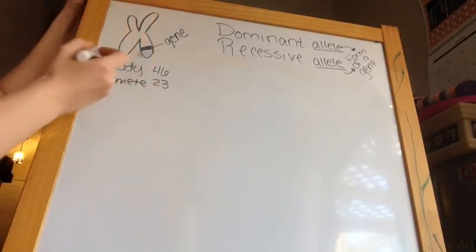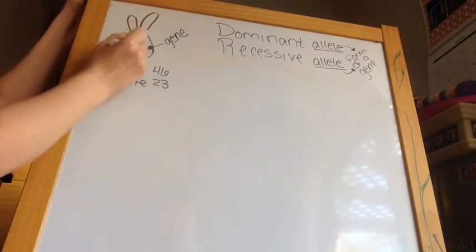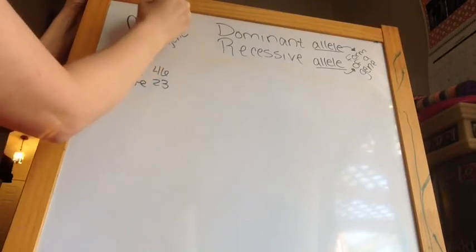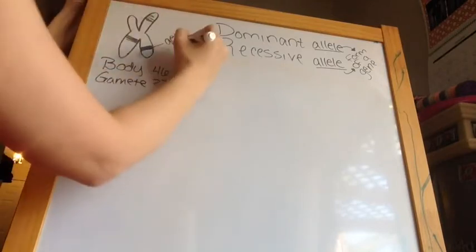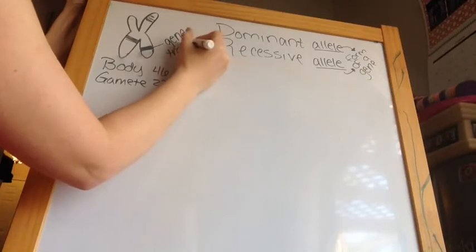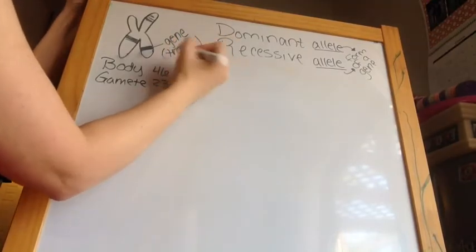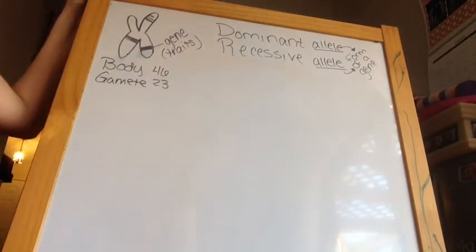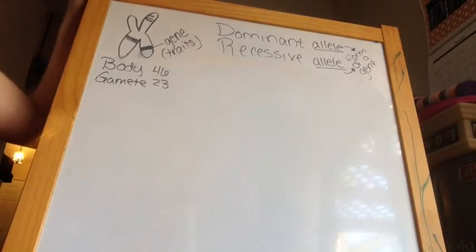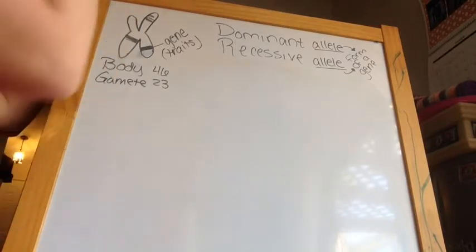Every chromosome has spots on the chromosomes called genes. And these genes determine certain traits. We have pretty much mapped out the human genome, which means that we know which gene determines which trait. So we can study that a little bit better now.